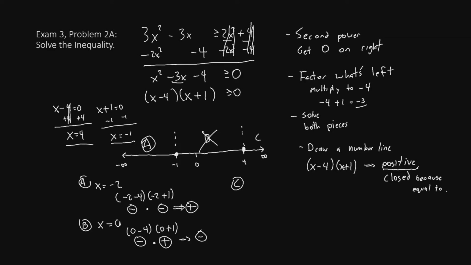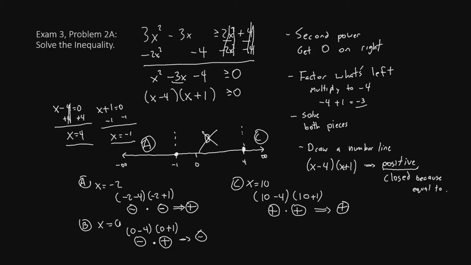Let's now check region C. From 4 to infinity, let's just use x equals 10. Once again, place the 10 for each of the x's. We'll have 10 minus 4 and 10 plus 1. So 10 minus 4 gives a positive answer because the positive is bigger than the negative. And then 10 plus 1, of course, is also positive. And positive multiplied times positive gives a positive answer. Once again, that is a match for the condition. So C will be part of the answer.